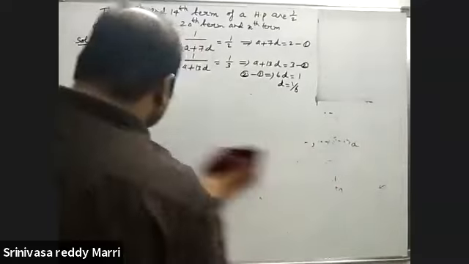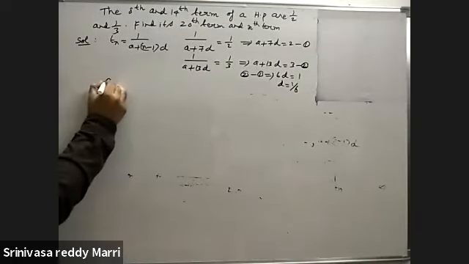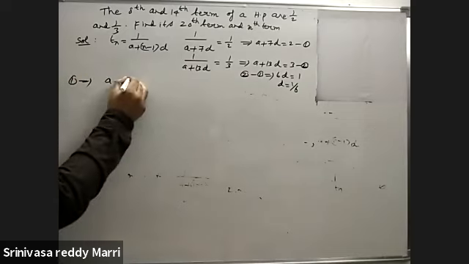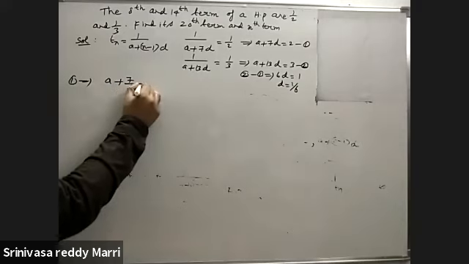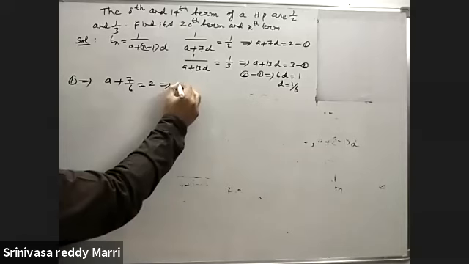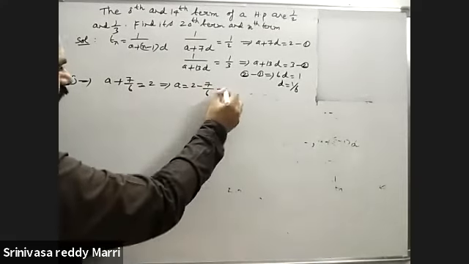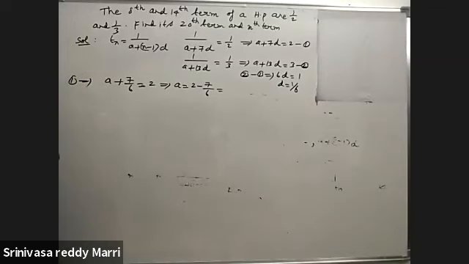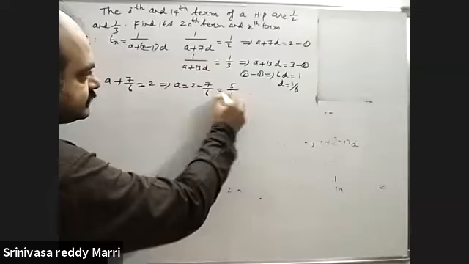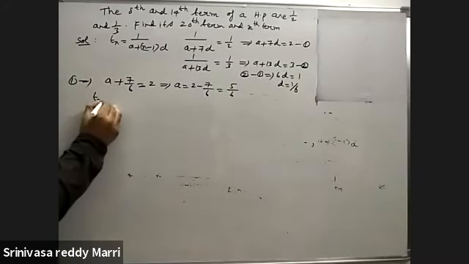Right. So now, from the first equation, calculate a. So a plus 7 by 6 equal to 2, which implies a equal to 2 minus 7 by 6. So 12 minus 7, 5 by 6. So got it. Now the 20th term you need to calculate.